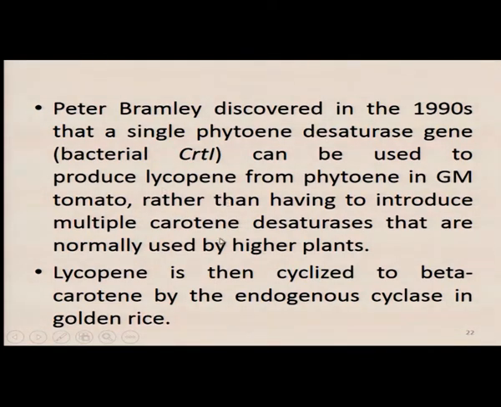A single gene, instead of having to introduce multiple carotene desaturases, which are normally used by the higher plants. So normally higher plants have a series of enzymes, a series of carotene desaturases which are used. Here, instead of that, we are bypassing using only a single enzyme. This lycopene is then cyclized into beta-carotene by the endogenous cyclase in golden rice.